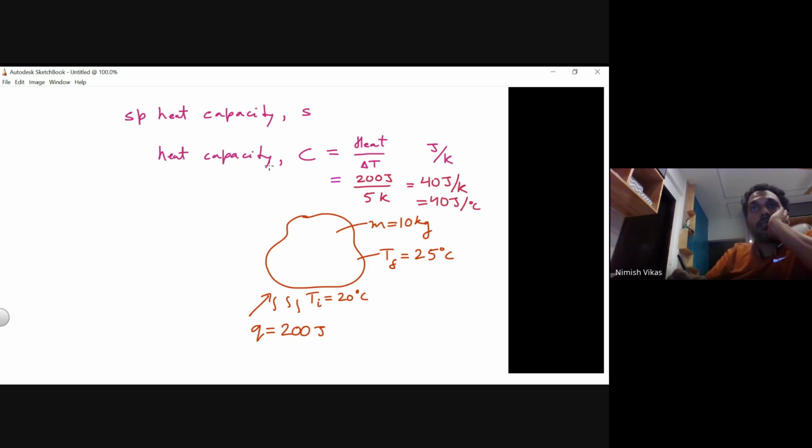Okay, guys, you understand the meaning of heat capacity? How much heat is going to change the temperature by 1 degree Celsius. Is that clear?